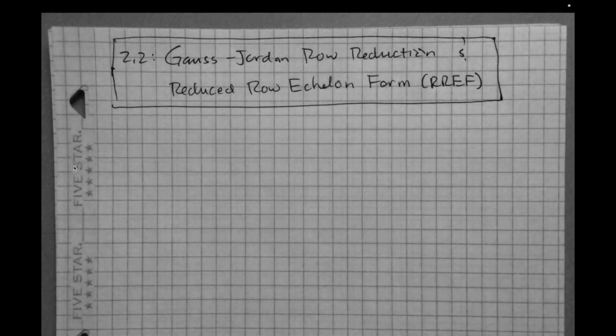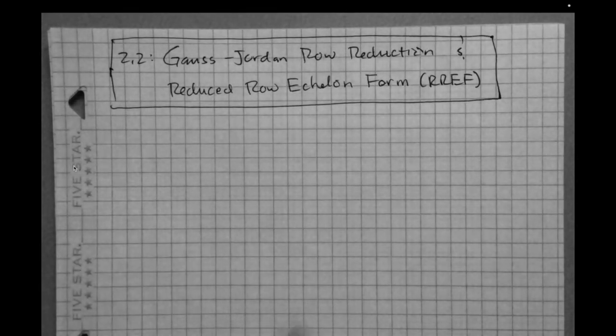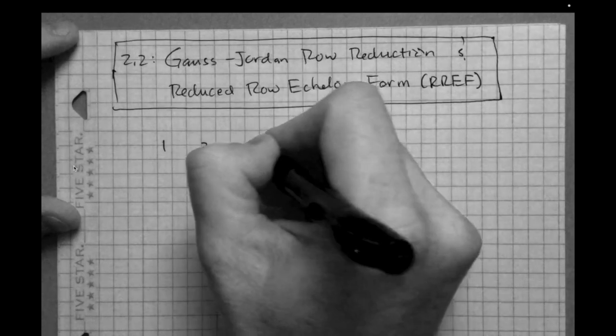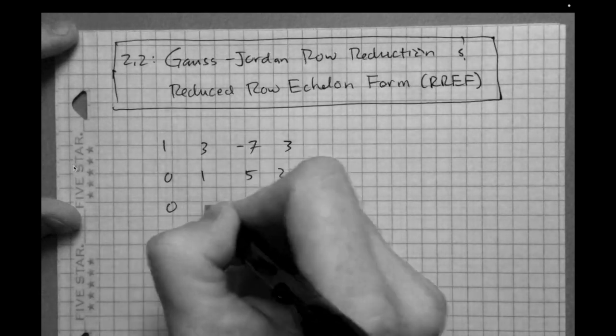In the previous section, we discussed Gaussian elimination, and combining that idea with the idea of an augmented matrix, we could come up with an augmented matrix for a given linear system and then systematically reduce the matrix until it had a particular form. The end result of that process would be matrices like the following: 1, 3, -7, 3, 0, 1, 5, 2, 0, 0, 1, 8.